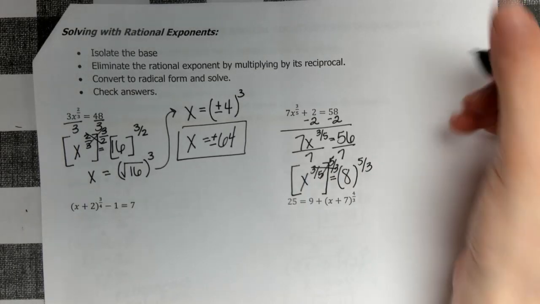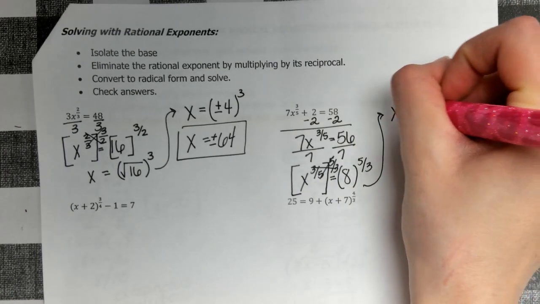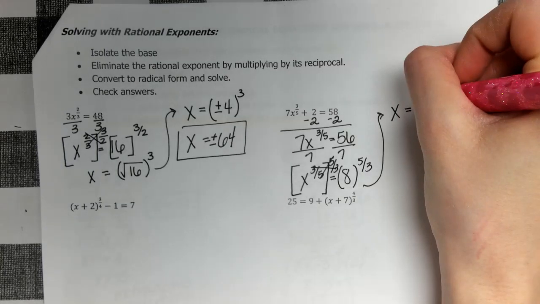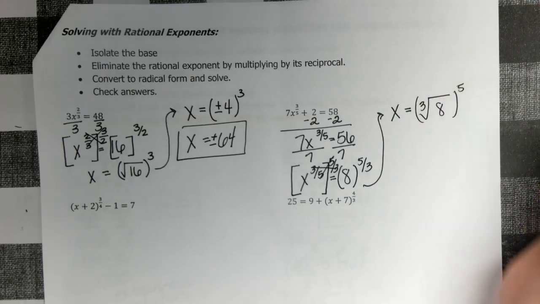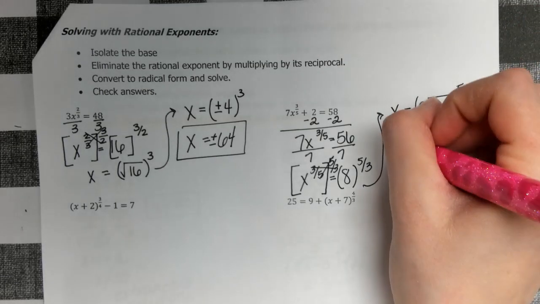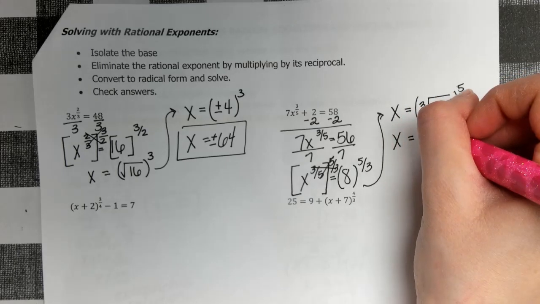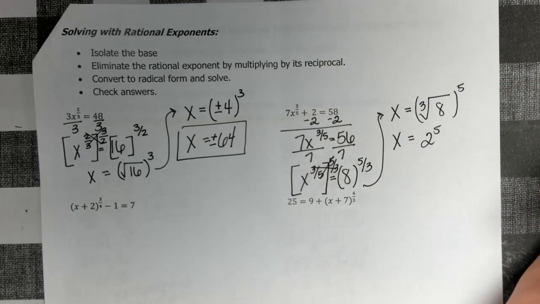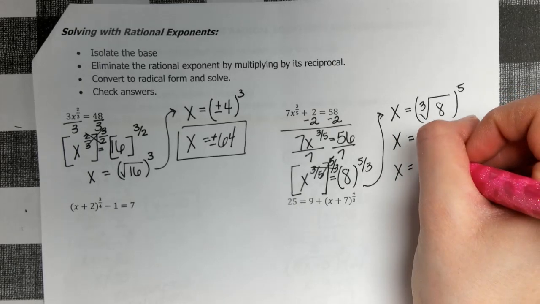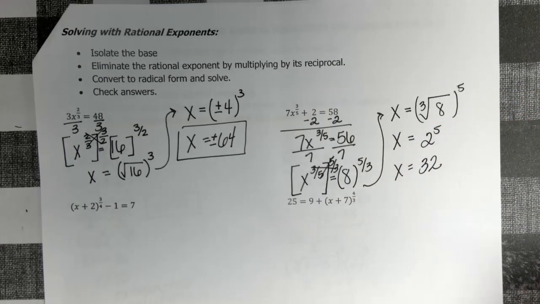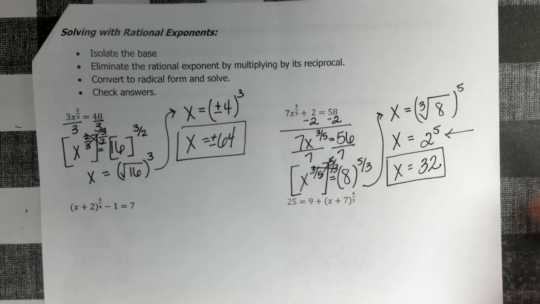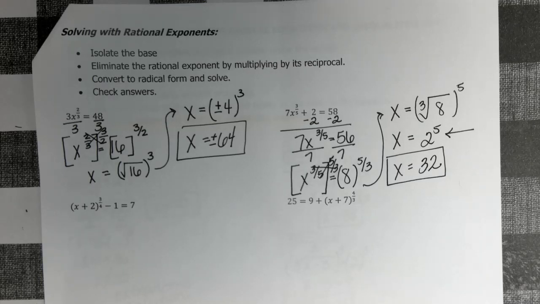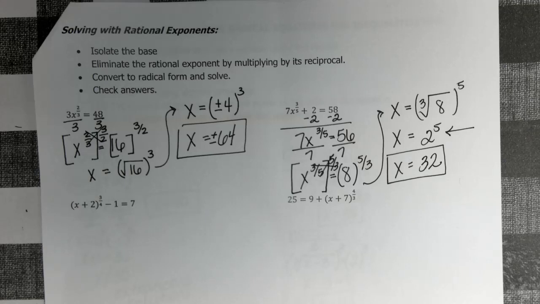That cancels, leaving me with x equals, when I rewrite it, that's the cube root of 8 raised to the 5th power. What's the cube root of 8? What's 2 to the 5th power? 32. You have to show me that middle. You understand this? I don't think this is hard.